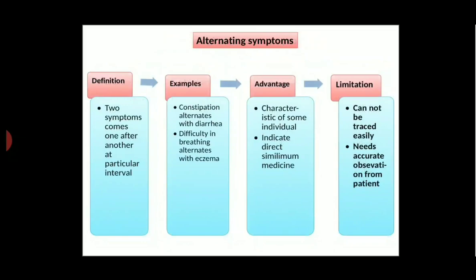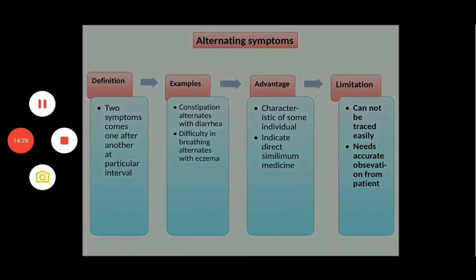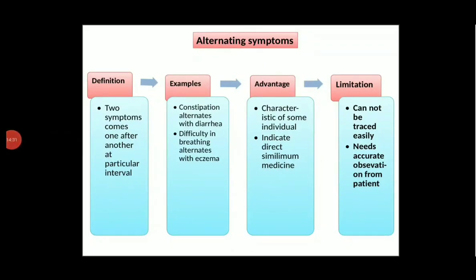Next, alternating symptoms. Alternating symptoms are those where two states of disease or two different symptoms alternate with each other at a particular interval of time. Examples like constipation alternates with diarrhea, difficulty in breathing alternates with eczema. Advantages: in many patients, it is a very characteristic time relationship, and it indicates direct similimum.